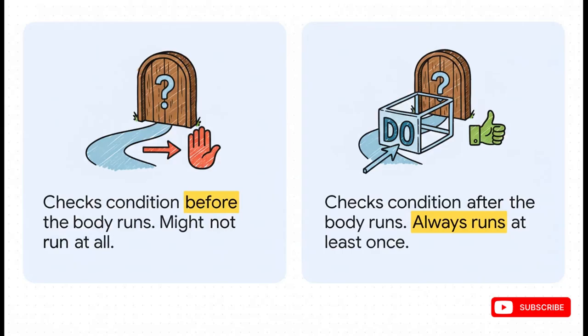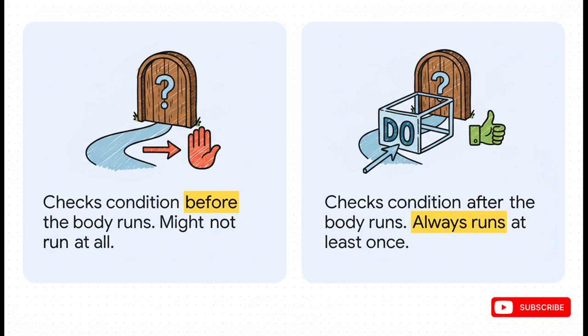And that difference is what separates the while loop from its close cousin, the do while loop. You see, since the while loop checks the condition first, there's a chance it might not run at all. If the condition is false from the start, the code inside is just skipped. But the do while loop, it flips the script.